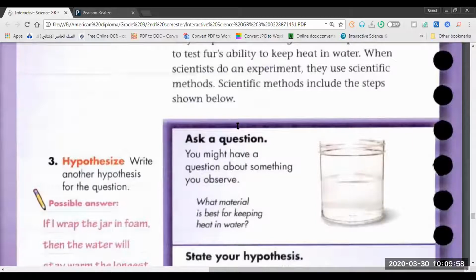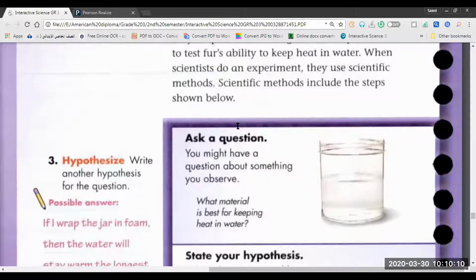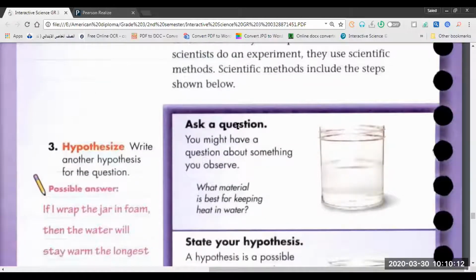Here, you will ask yourself a question, which is, what material is best for keeping heat in water? This is the question, okay? You have a glass of water, and you will ask yourself, what material can I use to keep the water warm longest?